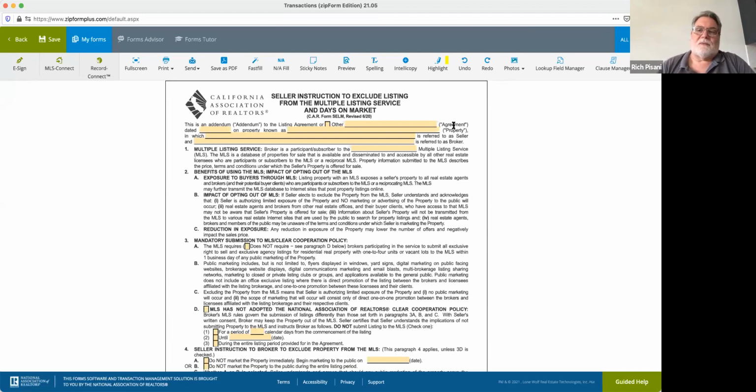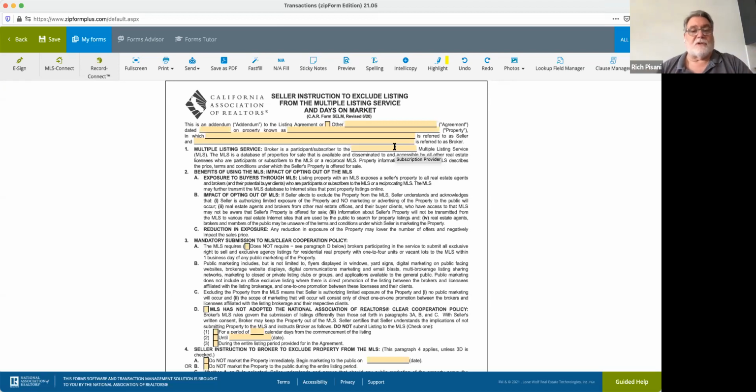So it's just the property address, the seller, and then the brokerage. It's not you as the individual agent, it's the brokerage. Whatever office you're in, that's the name of the brokerage that goes there. You put in your multiple listing service, if it's CRMLS or CRISNet or the MLS, that will go there. And then we go over the same things that are in the listing agreement, the benefits of using the MLS and the impact of opting out.